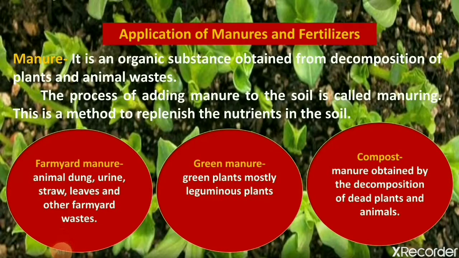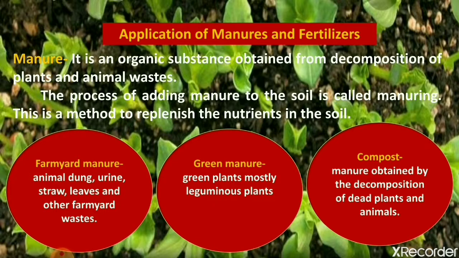Now, the next step after the process of sowing of seeds is the application of manures and fertilizers, which means the process of adding manures and fertilizers to the soil. So what is the need for that? We know that soil is rich in nutrients, which means many nutrients and minerals are already present in the soil. Plants take nutrients from the soil for their proper growth, through their roots.